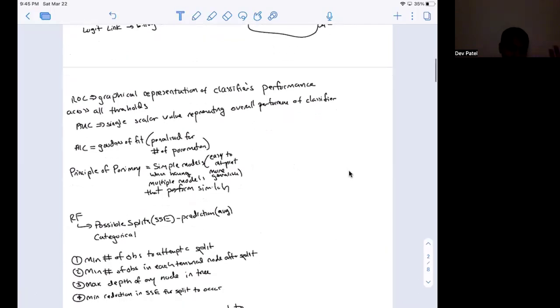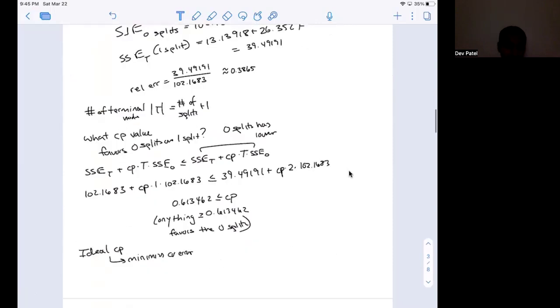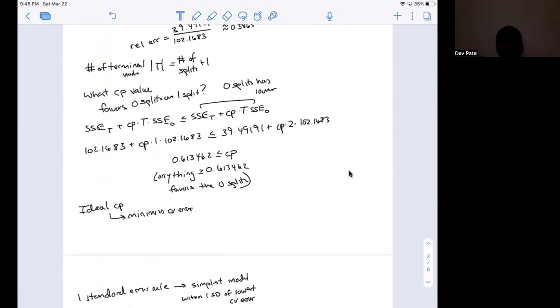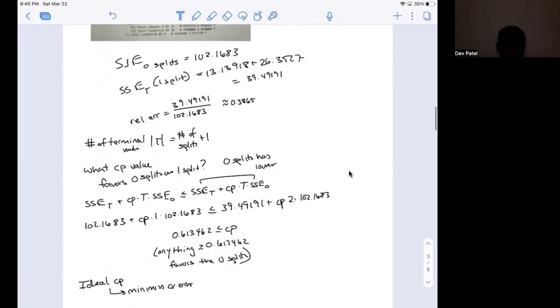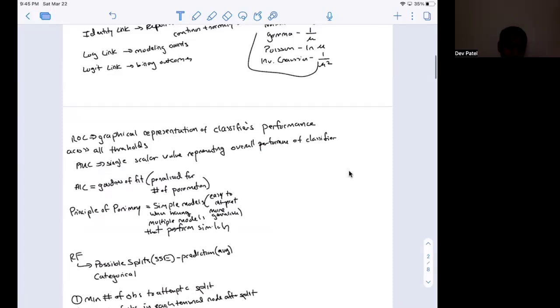And then, okay, as we mentioned before, ROC is a graphical representation of a classifier's performance across all the thresholds. And then AIC and BIC. So we know that AIC and BIC are both measures of how good the model fits, and they also penalize for complexity. And we know that BIC actually has a larger penalty for the complexity of the model. So in general, it's going to favor models with fewer predictors than AIC does.